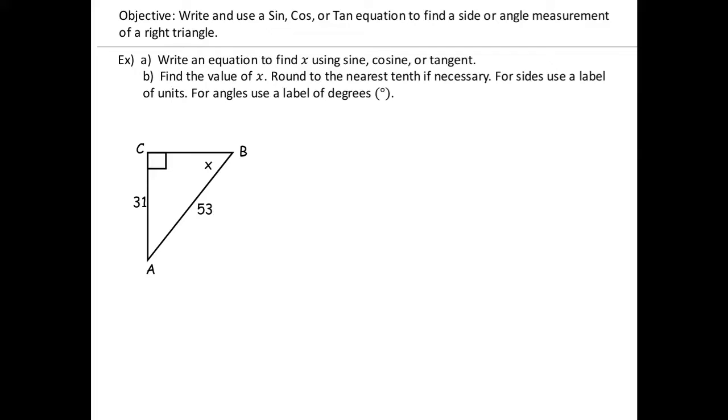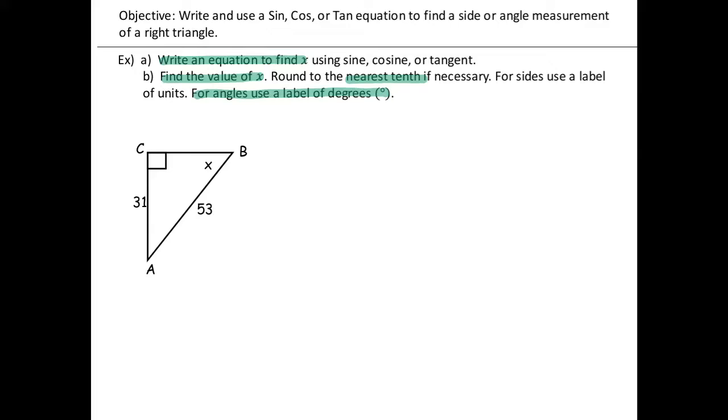The directions are the same as yesterday. We're going to first write an equation to find x, and then we're going to find the value of x. We're going to round to the nearest tenth if necessary. And yesterday we were finding sides, so we had to label units. But today we're looking at angles, so we're going to label them as degrees.